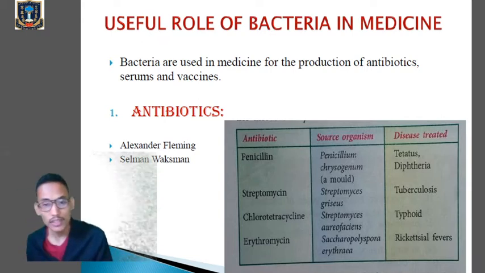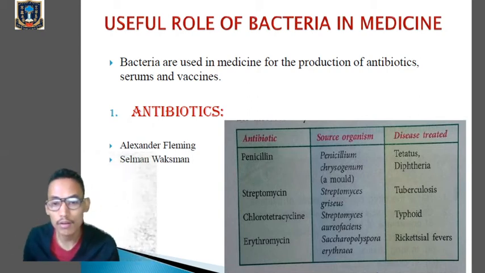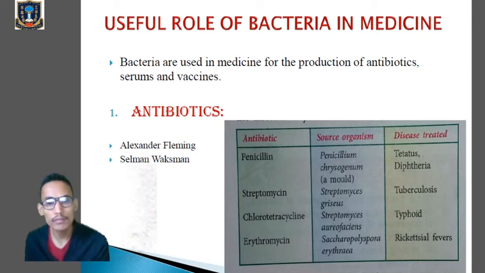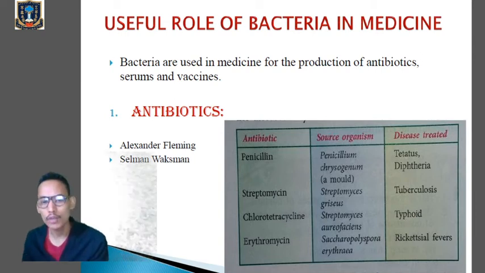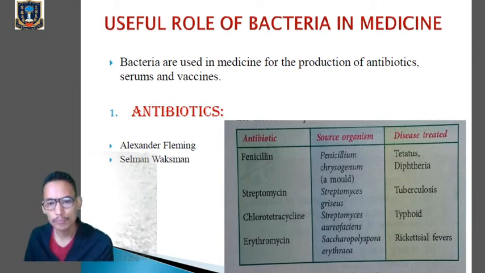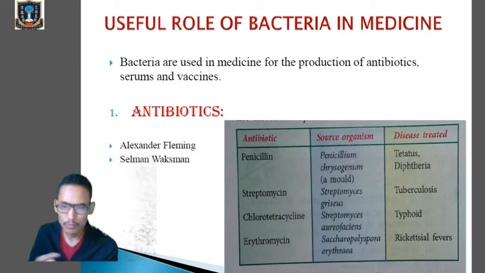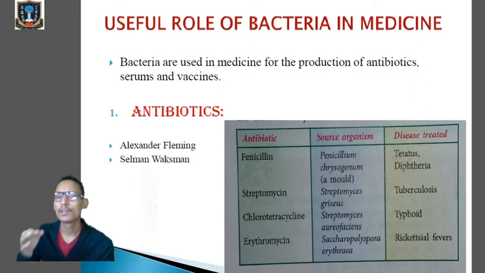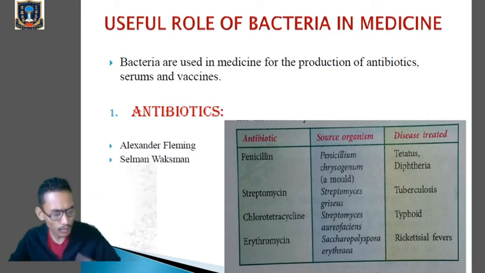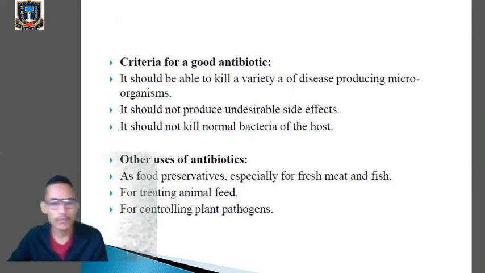Clear? Similarly, chlortetracycline is obtained from Streptomyces aureofaciens and is used in the treatment of typhoid. And erythromycin, the antibiotic, is obtained from Saccharopolyspora erythraea, and it's used for the treatment of rickettsial fevers. Clear? So these are the names of a few antibiotics, the source organisms, and the diseases for which they are being used. Okay, now we'll talk about the criteria for a good antibiotic and the other uses of antibiotics.